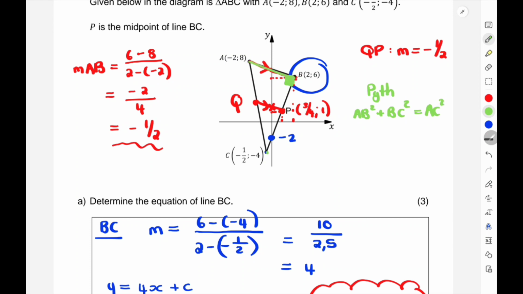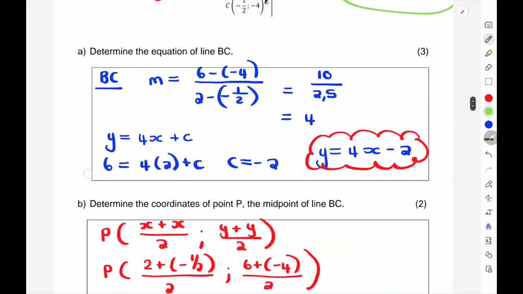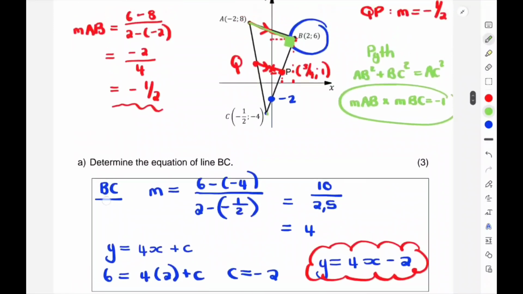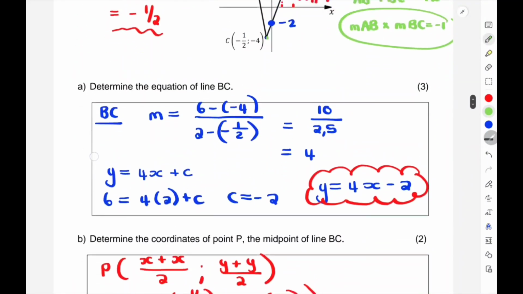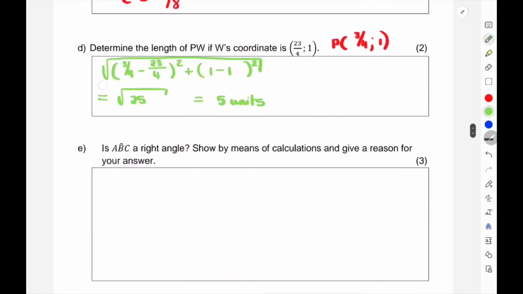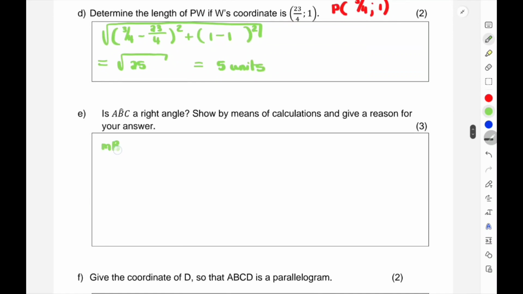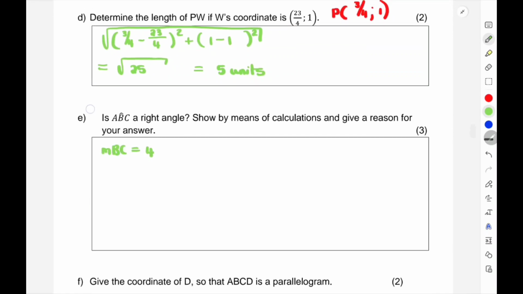Another way of proving it, which is maybe an easy way, is finding the gradient of AB and seeing whether the gradient of AB times the gradient of BC gives you -1. Okay, so I'm going to go with that one. Did we already work out the gradient of AB? We did work out the gradient of BC, which we saw as 4. So because we've proven it already, we can just say the gradient of BC is equal to 4.